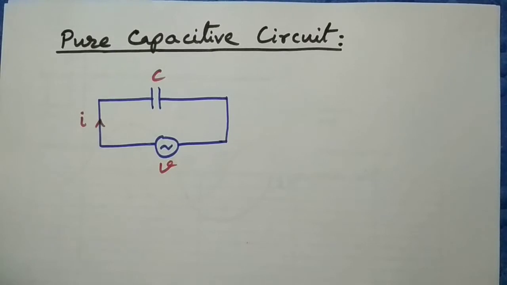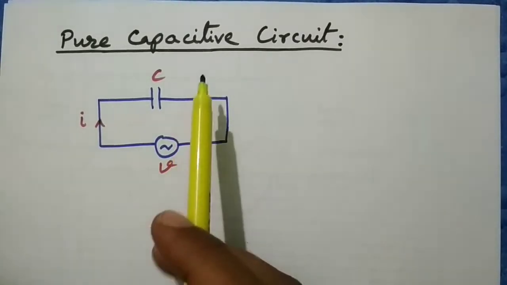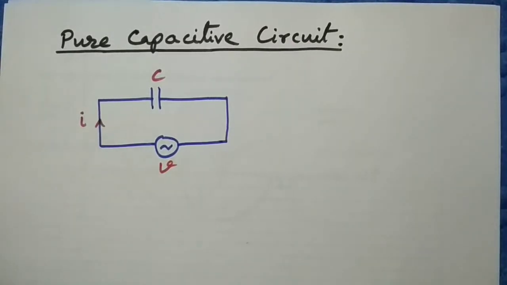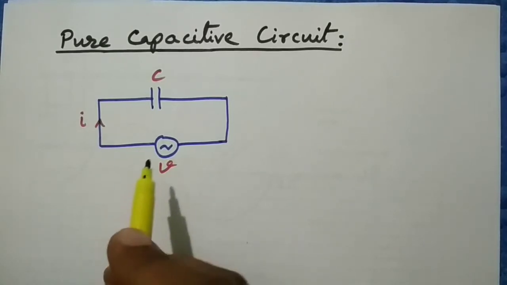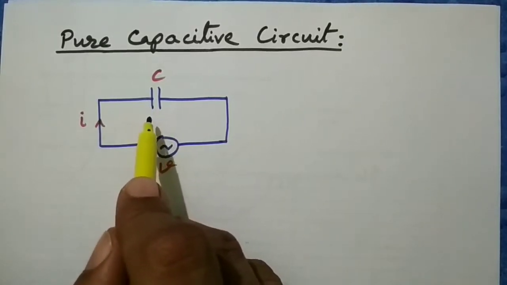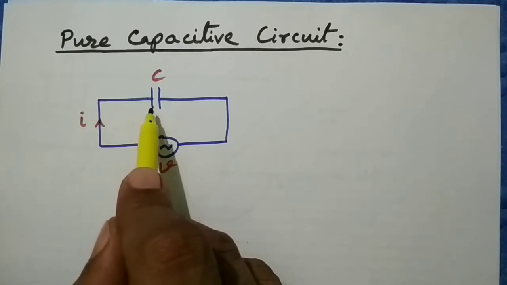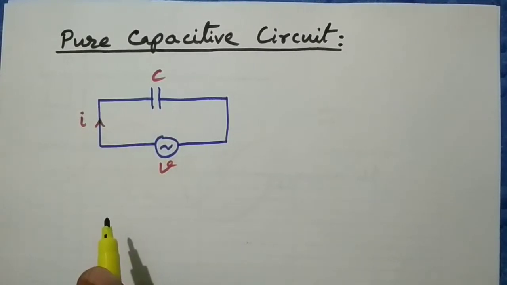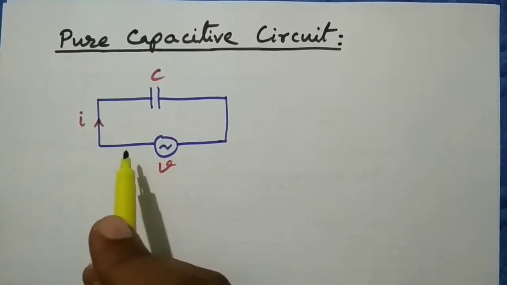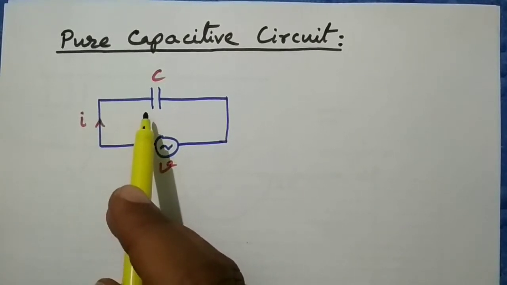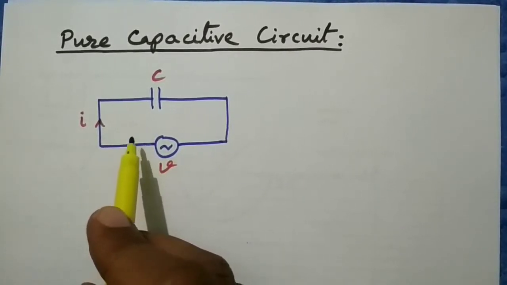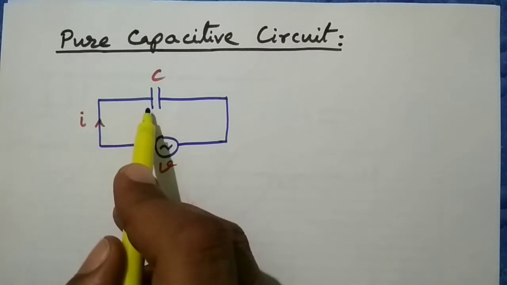So the third circuit element is the capacitor. Here we consider a purely capacitive circuit. A capacitor is basically a passive electrical element where two conducting plates are separated by a dielectric medium. Now when a potential difference is applied across a capacitor, then charges are accumulated on the plates of the capacitor.